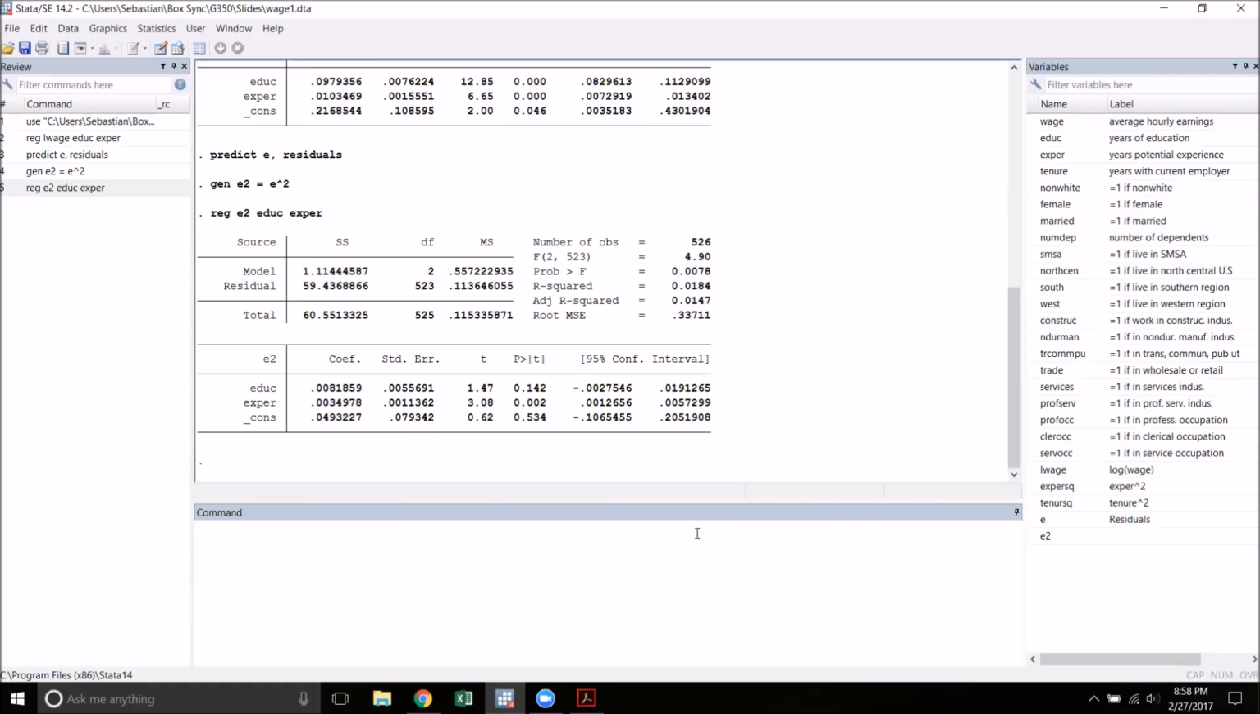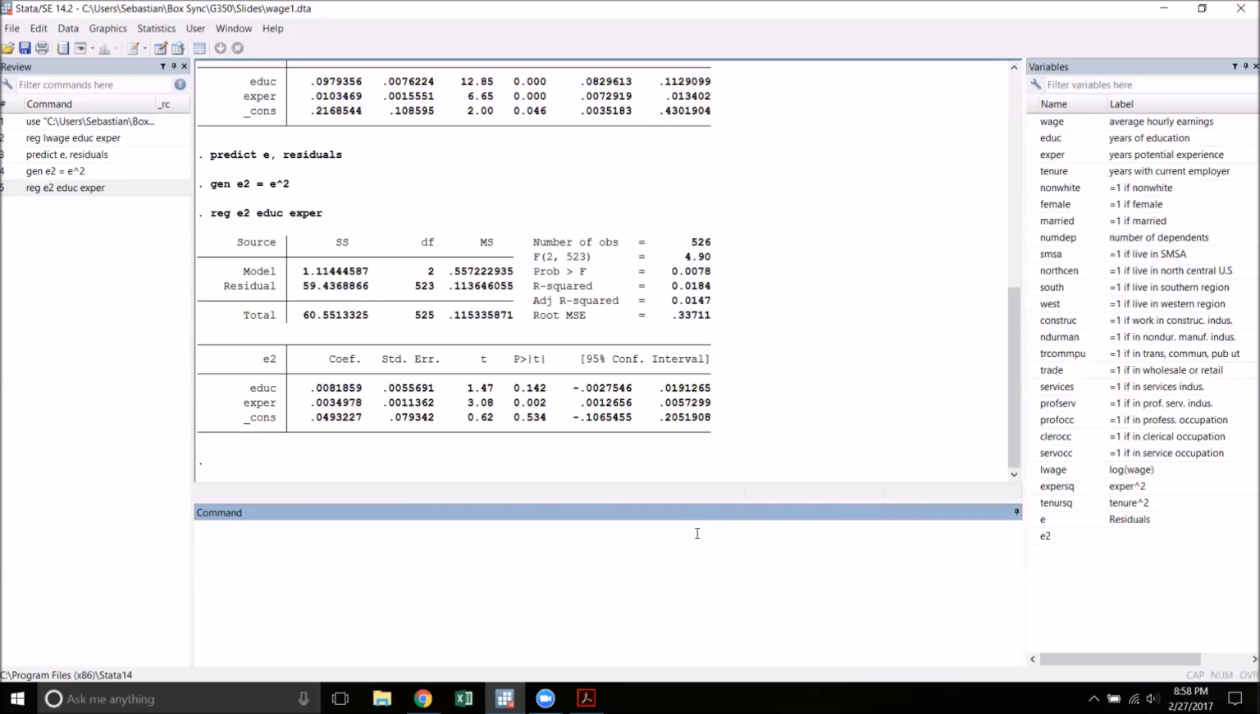I'll move on now to the White test. In the White test, we have two different ways of specifying the test. I will start with the simpler of the two. For this test, we need to regress the squared residual on y hat and y hat squared.